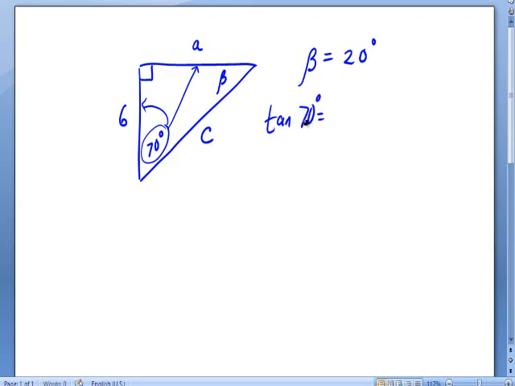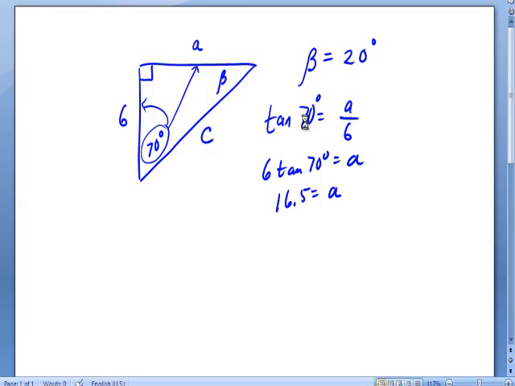So the tangent of 70 degrees equals A divided by 6, opposite over adjacent. So now if I multiply both sides by 6 and plug this into my calculator, 6 times the tangent of 70 degrees is roughly 16.5. So my side A is 16.5.